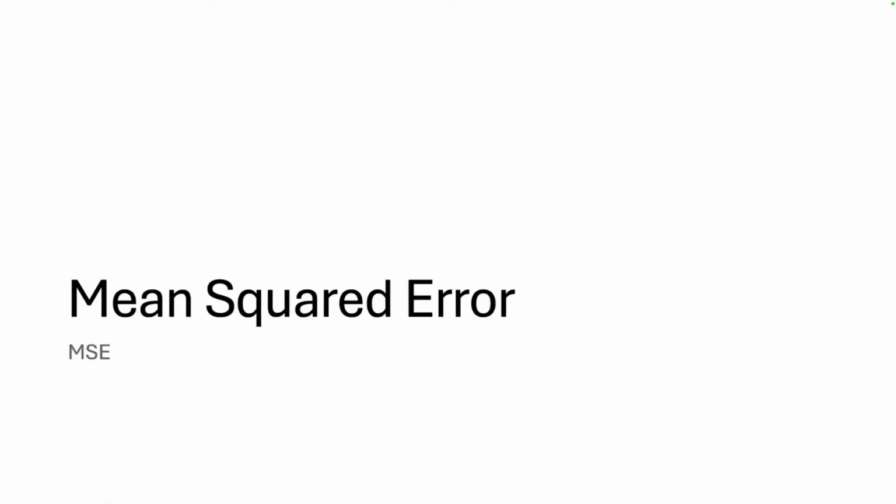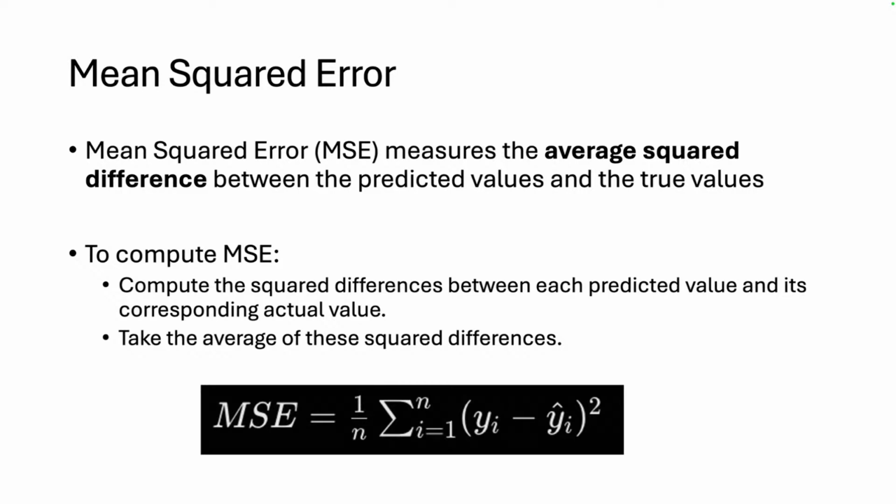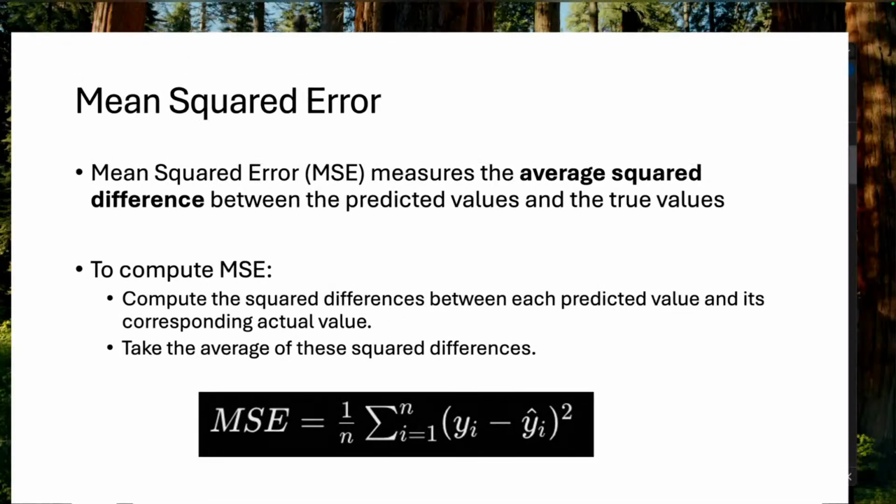Mean squared error. Here's our second one. The mean squared error is the average squared difference between the predicted values and the true values. So we're going to compute the squares between each value and then take the corresponding actual value. So let's put this one up on the board.